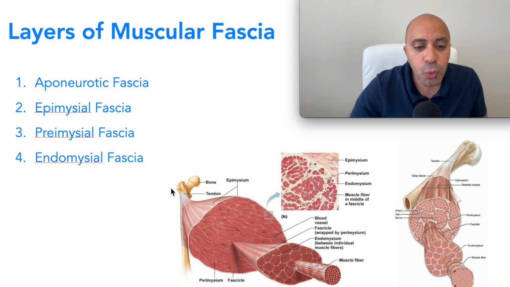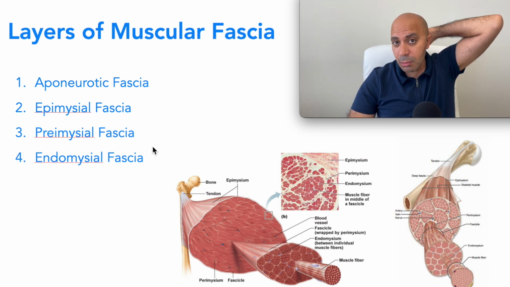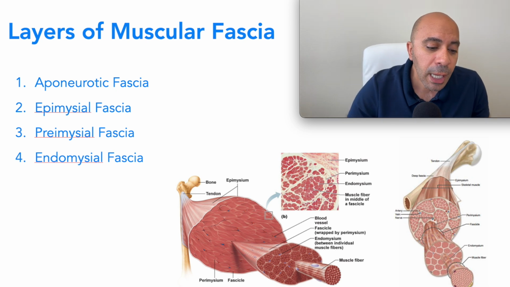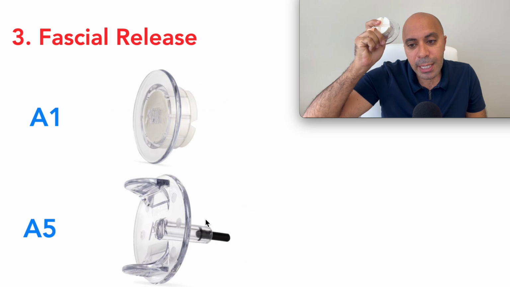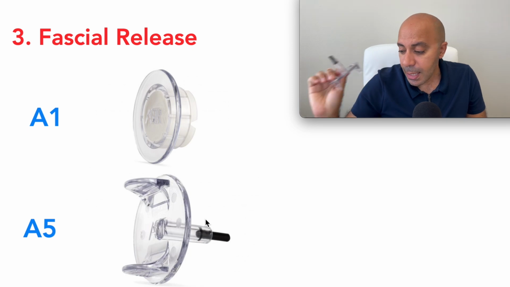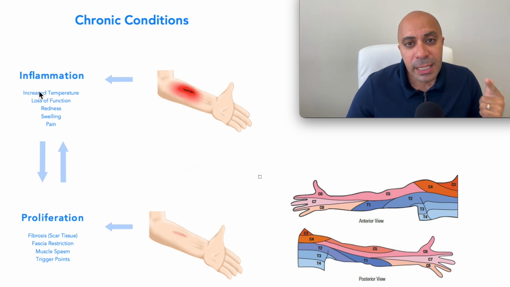And we cannot pick and choose to work on a superficial layer and aponeurotic layer and ignore the deep epimysium, perimysium, and endomysium that's closer to the tissue that actually could compress on the nerve. So what I personally do is I use the A1 to release superficial and aponeurotic fascia layers, and I use the A5 to release the epimysium, perimysium, and endomysium in order to treat the root cause of cervical radiculopathy. We have to simultaneously decrease the inflammation, release the fibrotic tissue, and the fascia restrictions.